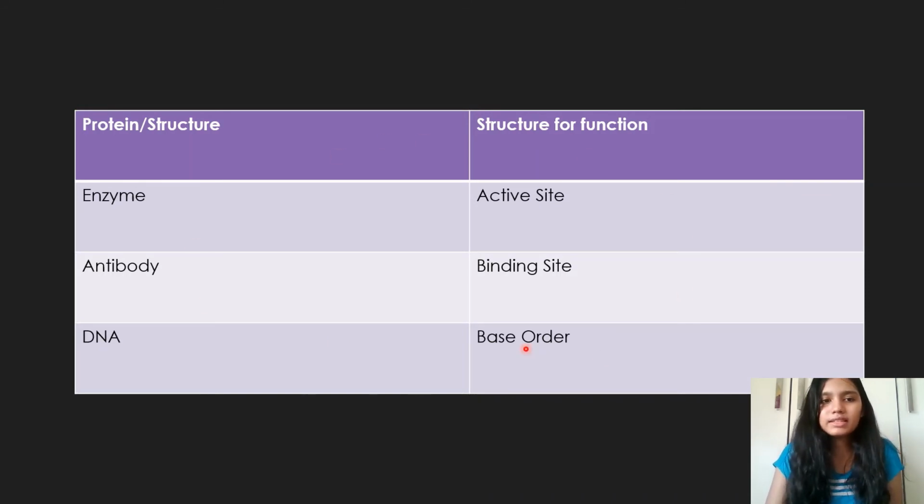So this is basically what you need to know for now, because in MCQs you're often asked to match the correct combination together. These are the correct combinations that I've seen over a variety of papers. So learn this by heart and you'll be good to go.